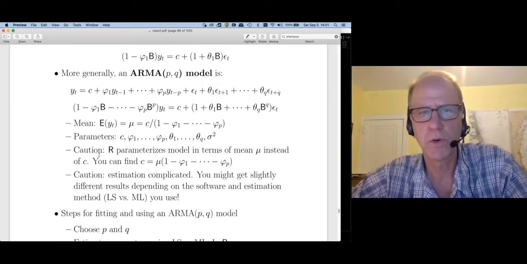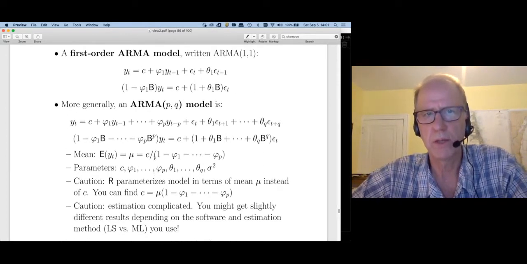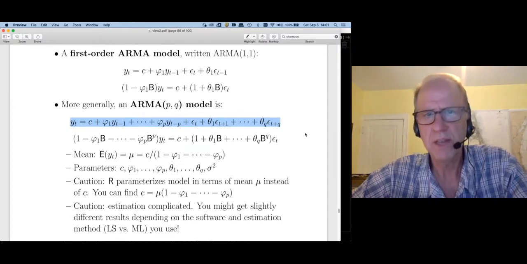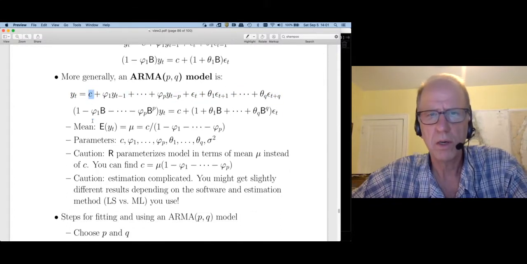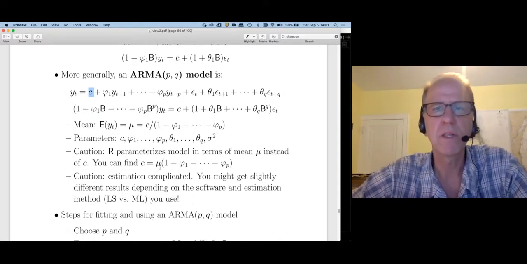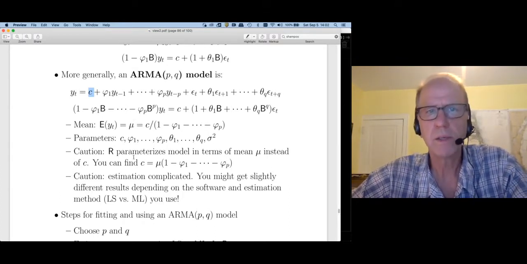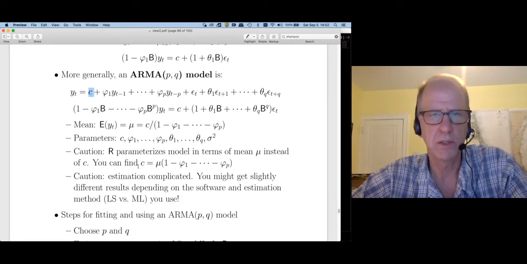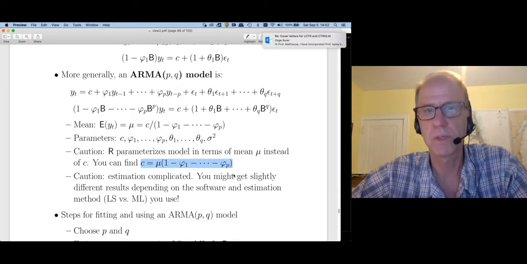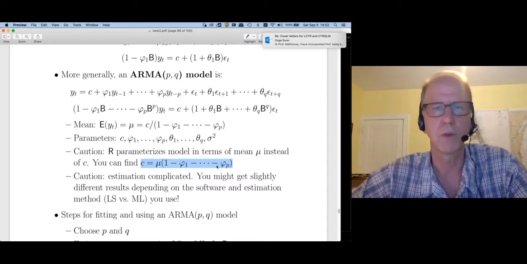So a couple cautions for us. First off, R doesn't parameterize the ARMA model as I've written it in the course packet. So instead of using c, R gives you the mean. This is actually more convenient to interpret, as we're going to see in a minute. If you want to know what that constant is, you can always take the formula for the mean and just solve it. This would just be c equal to mu times 1 minus phi1 minus phi2 and so forth.